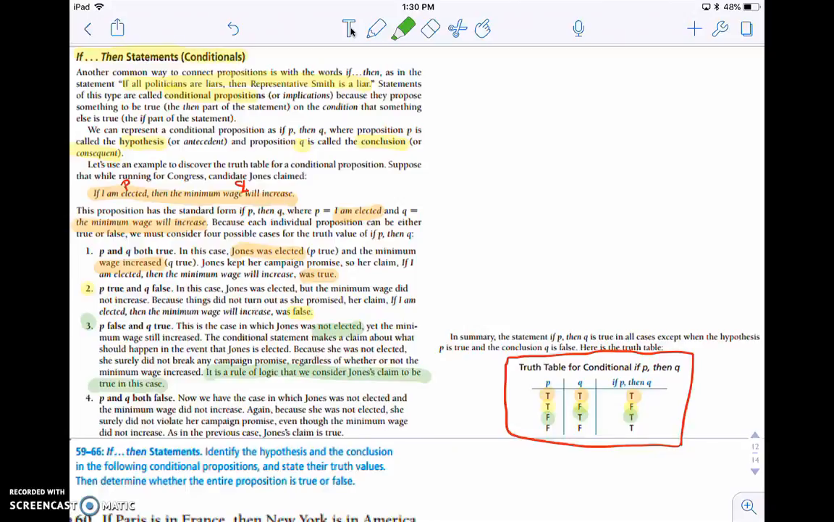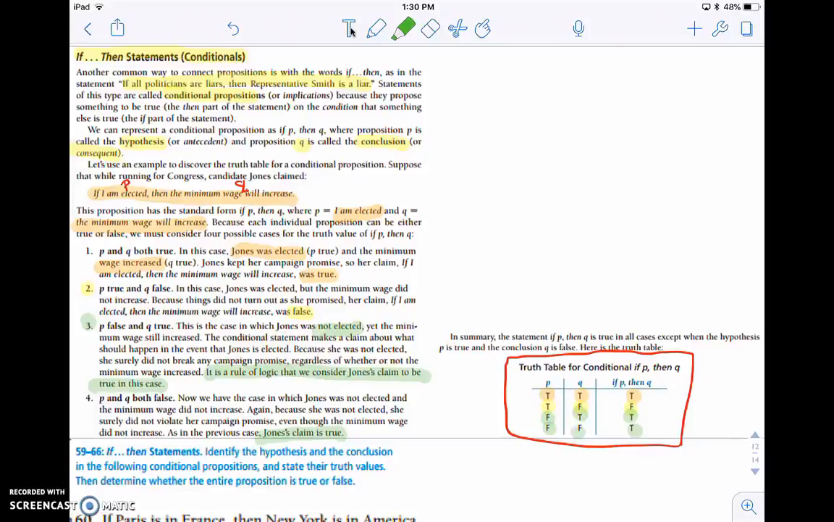Now, lastly, if P and Q are false, now we have the case in which Jones was not elected and the minimum wage did not increase. But again, because she was not elected, she surely didn't violate her campaign promise, even though the minimum wage didn't increase. And so just as in the previous case mentioned before, Jones's claim is true.